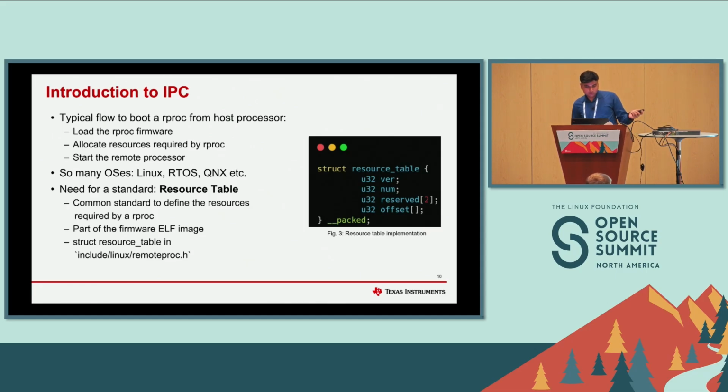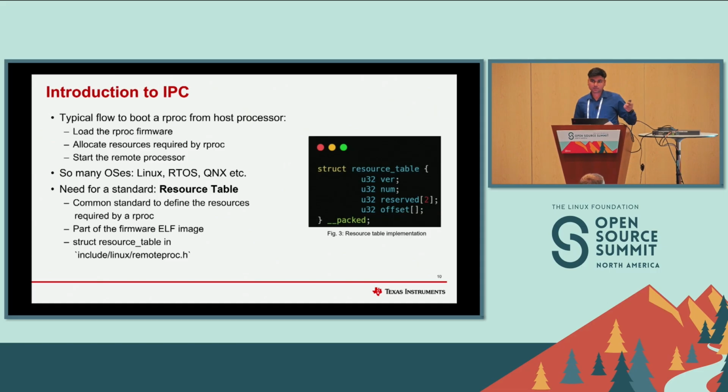Now the question is, there are so many OSes. There is Linux, there is RTOS, flavors of RTOS, there is QNX. So there needs to be a common standard in which the remote processor can advertise all of the resources that it requires before powering on. That is taken care of by this term called the resource table in Linux. It is a common standard where you can define the resources that are required by a remote processor, and this is part of the firmware image itself.